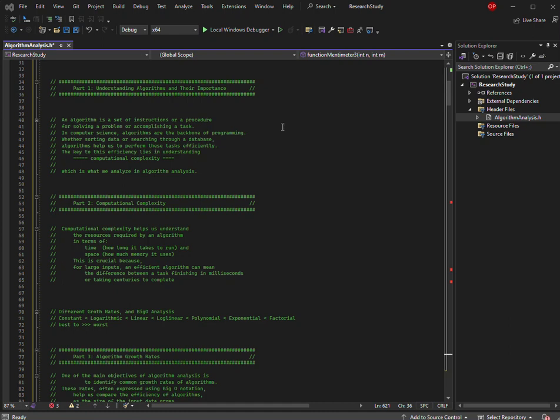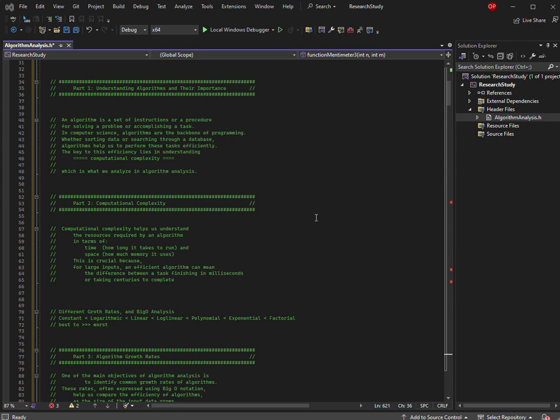Hi, I'm Ozlem, and today we are going to cover the algorithm analysis module. This area of study is fascinating because it allows us to predict the performance of our algorithms, ensuring that we can develop efficient and effective solutions to computational problems. Let's dive in. So we are going to do this in four parts.